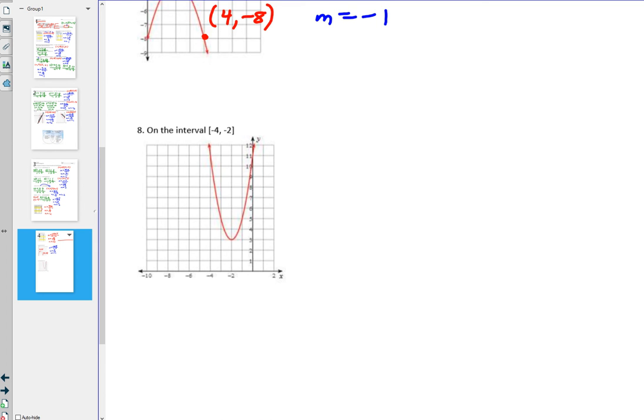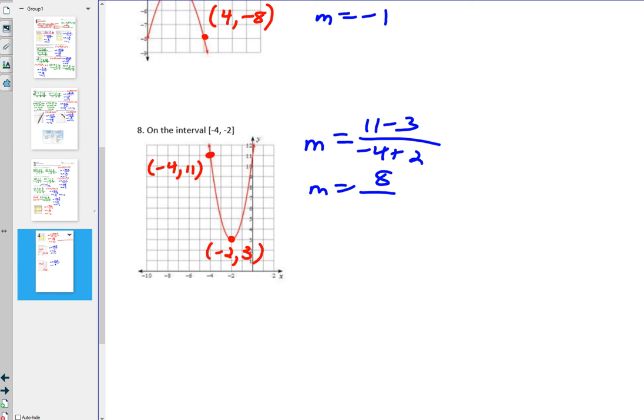Negative 4, comma, so at negative 4 on this last one, we are at 11. So it's negative 4, comma 11. And then at negative 2, we're actually at the vertex at negative 2, comma 3. I can tell by looking at this, what type of slope should I end up with? Negative, yeah, it should be negative. So 11 minus 3 over negative 4 plus 2 is 8 over negative 2, which is negative 4. Any questions for me?